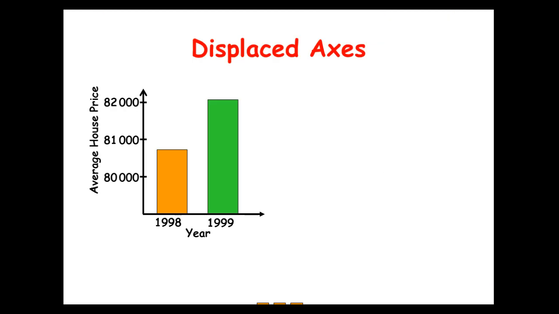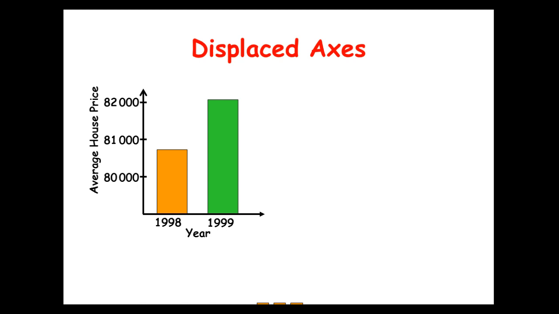Let's look more closely at an example of a displaced axis misleading graph. This first graph here shows the difference in prices, or average house price, from 1998 to 1999. In 1 year, it looks like there's been a massive jump in house prices. Looking at the actual bars, the second bar looks almost twice the jump of the first bar.